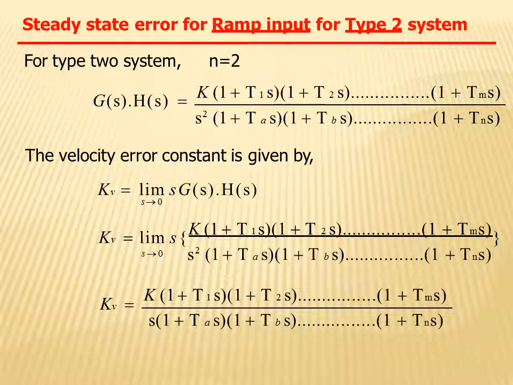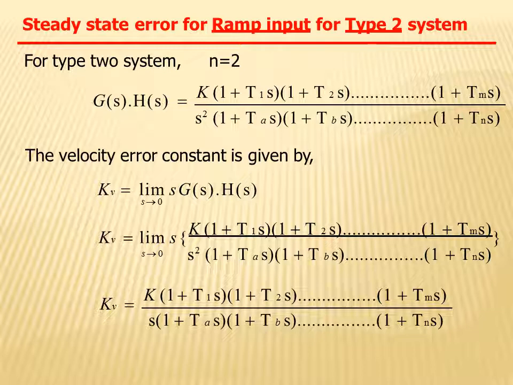Next is steady state error for ramp input for type 2 system. For type 2 system, n is equal to 2 and G(s)H(s) is given by K into (1 plus T1s)(1 plus T2s) up to (1 plus Tm s) divided by s square into (1 plus Ta s)(1 plus Tb s) up to (1 plus Tn s). And the velocity error constant is given by Kv is equal to limit as s tends to 0 of s into G(s)H(s).